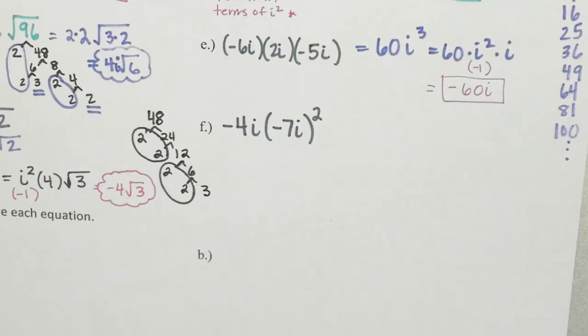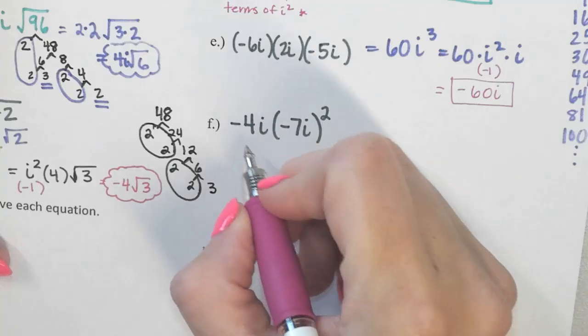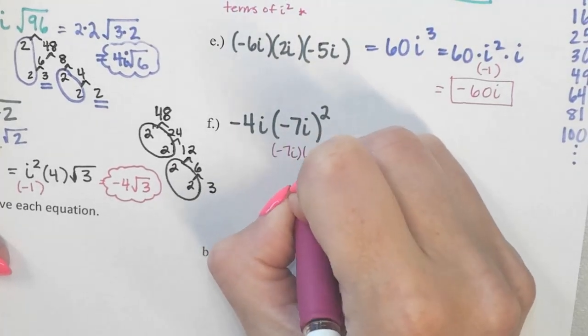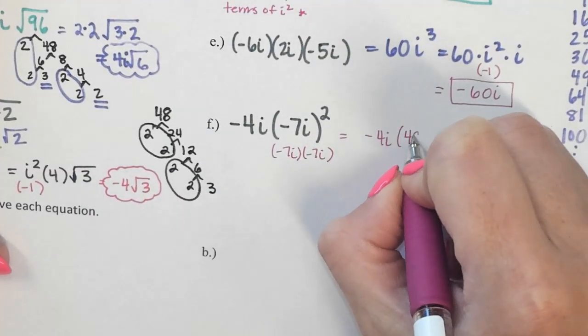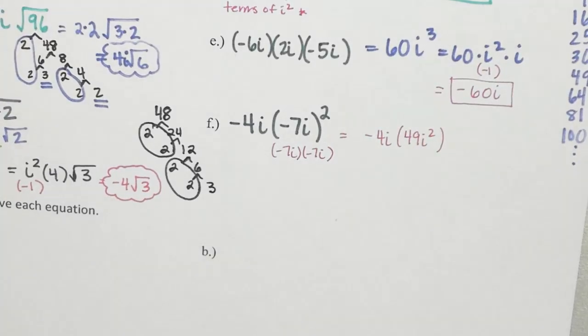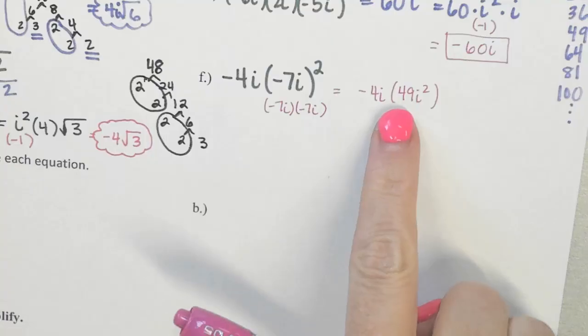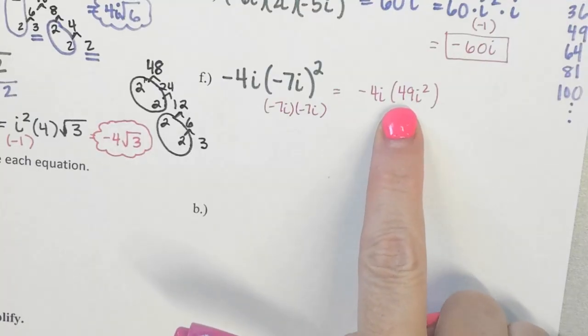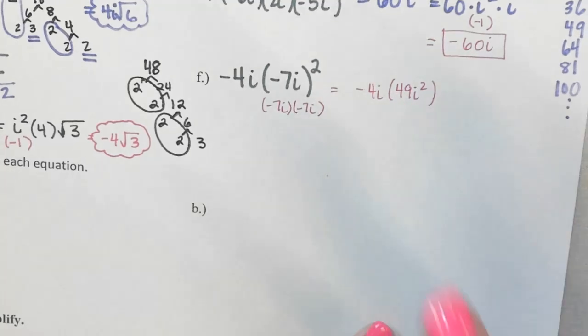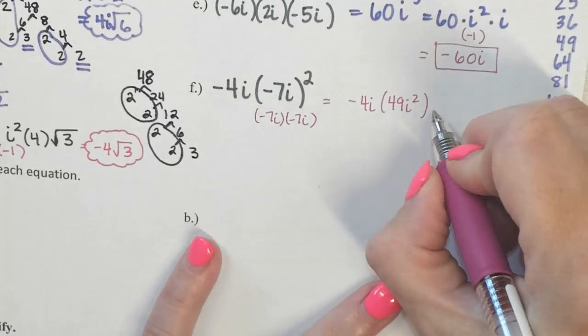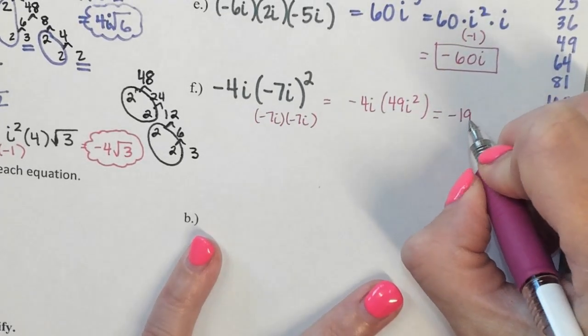So order of operations, you have to do exponents. So what's negative 7i squared? 49i squared. Okay, so just keep in mind this is negative 7i times negative 7i. It's like that. Okay, so negative 4i times 49i squared. Okay, and we're going to do 49 times 4. You could also just do 50 times 4. What's 50 times 4? 200, and then you can just subtract 4 from it because it's 1 away. Okay, or you could write it out, whatever you're comfortable with. Okay, so this is negative 196.